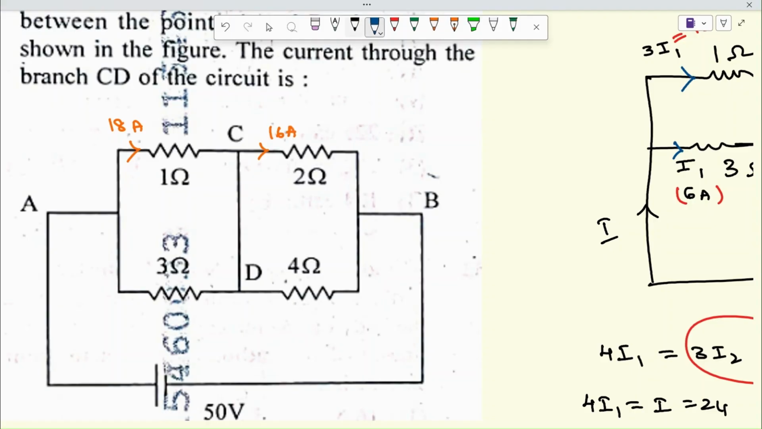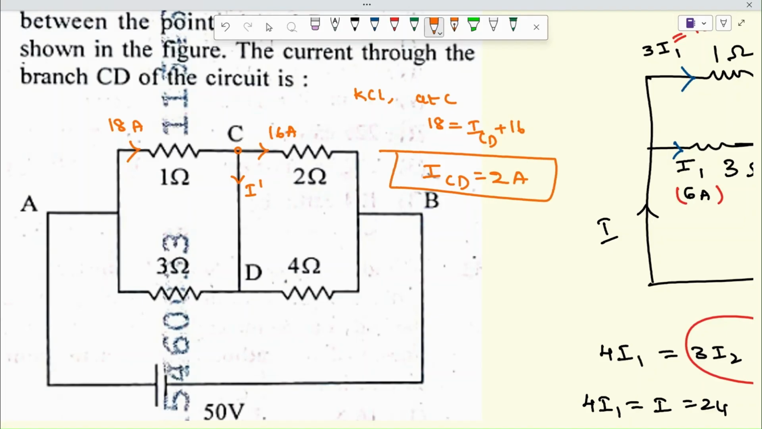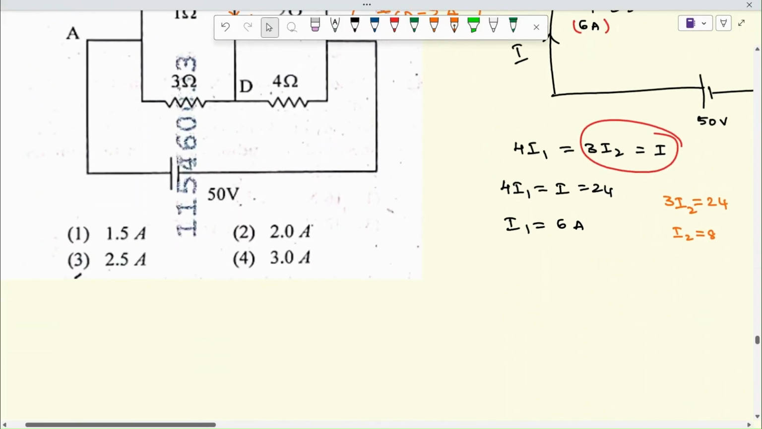According to KCL, what can you say? KCL says total current at the junction C should be same. So at C, 18 is equal to 16 is going out and some other current, let us say I dash, is going downwards through CD. So current through CD plus 16, which means current in the CD branch should be 2 ampere. That is the answer. Answer is this.